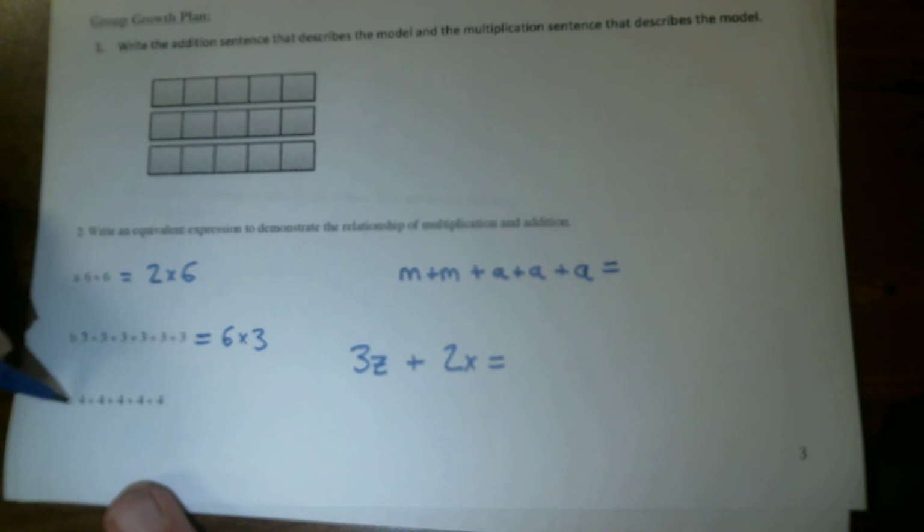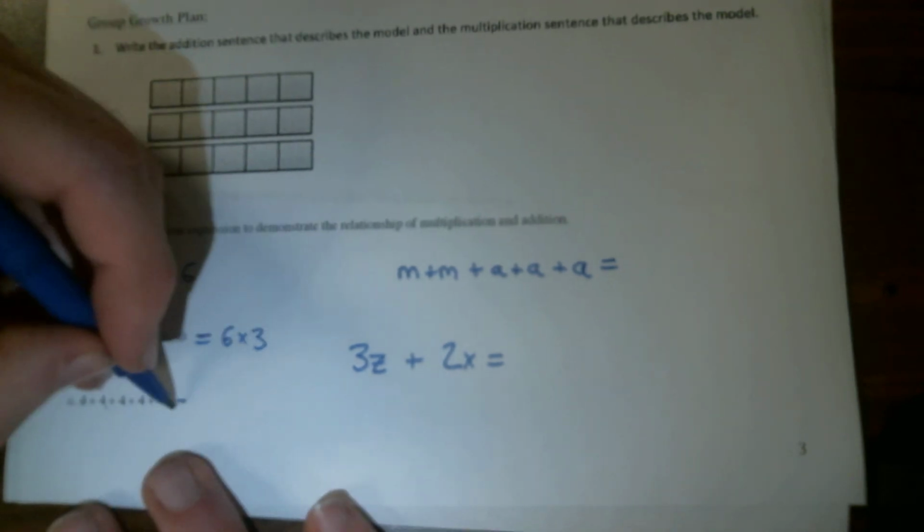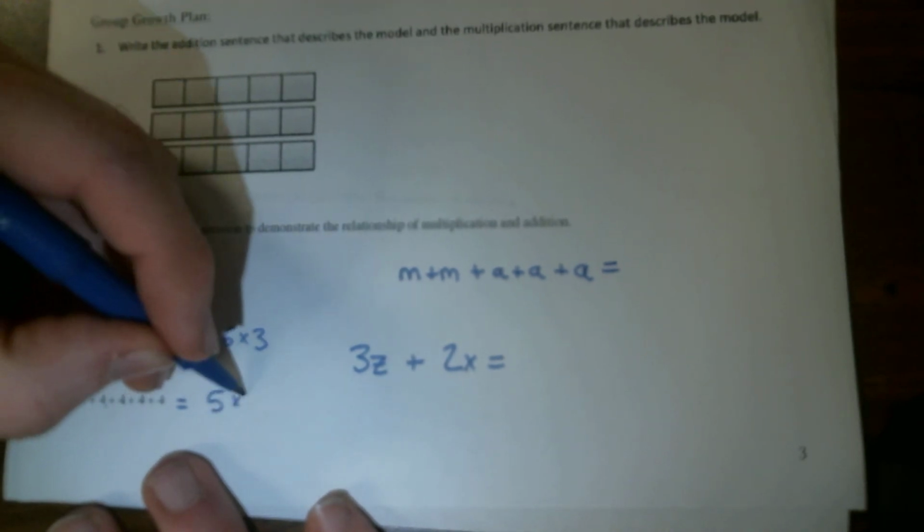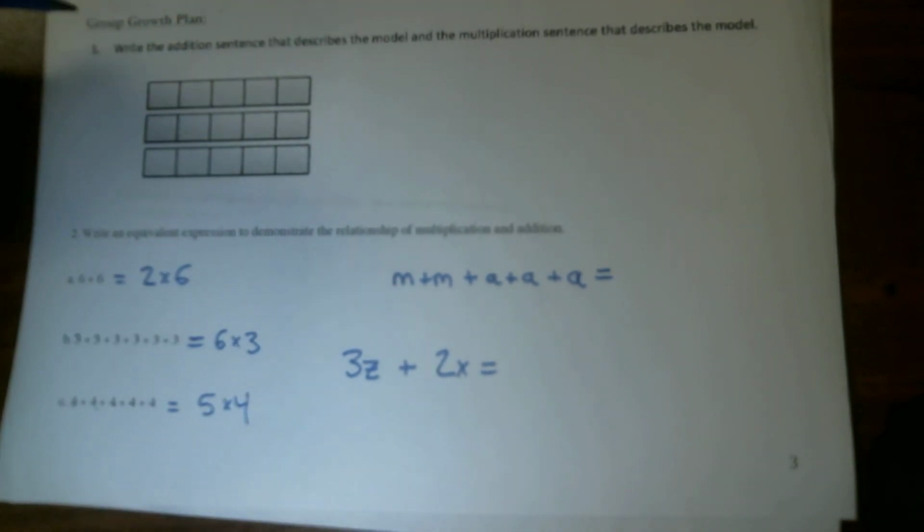All right, let's look at this next one. What can I say this is equal to? Well, let's see. 1, 2, 3, 4, 5. If I'm repeatedly adding something, that means adding it over and over again, I can just multiply it instead. So this means 5 times 4, or 4 times 5, however you want to think of it.